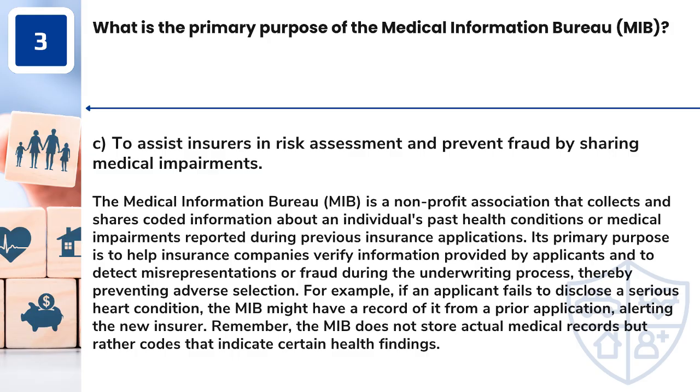For example, if an applicant fails to disclose a serious heart condition, the MIB might have a record of it from a prior application, alerting the new insurer. Remember, the MIB does not store actual medical records but rather codes that indicate certain health findings.